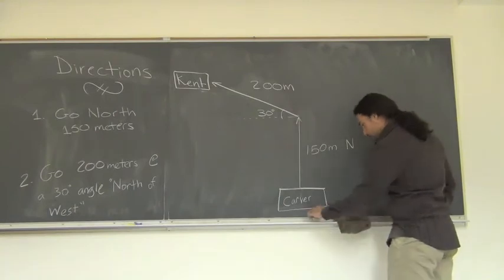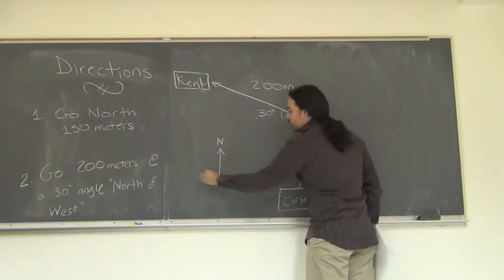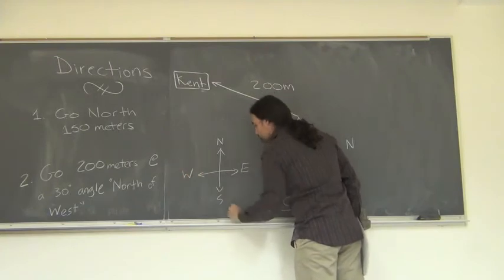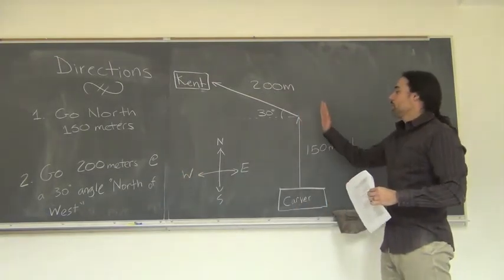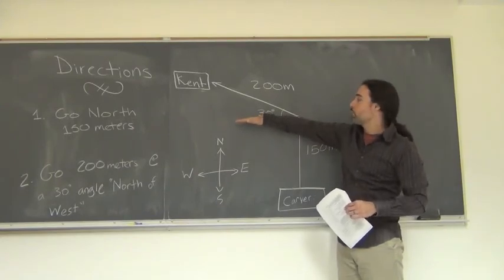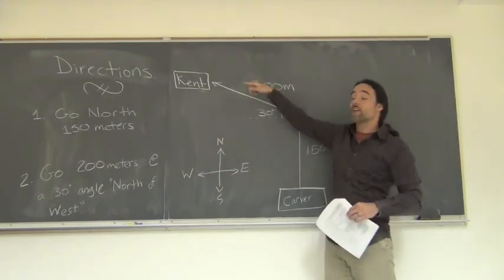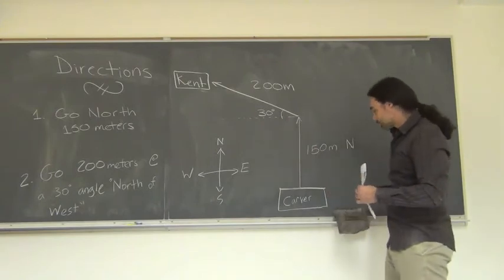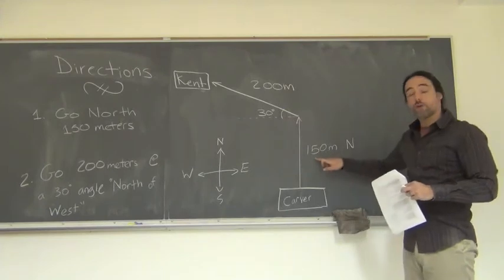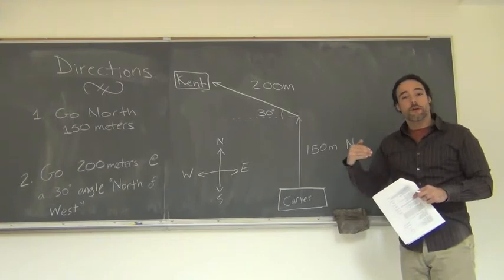So what that means, bearing in mind, this is north, this is east, this is south, and this is west. We would say at a 30-degree angle, north of west. So I want to go north of west. From west, we're going to rotate north by 30 degrees, and then I'm pointing at the Kent Center. So those are our two directions. We're going to follow two vectors. One goes 150 meters north. The other goes 200 meters north from west.